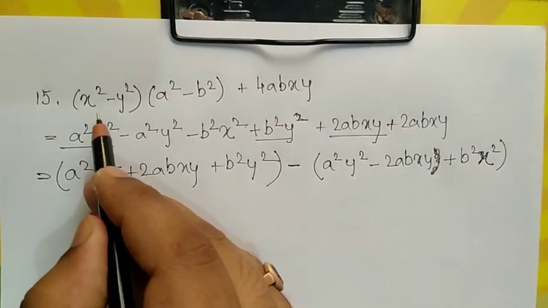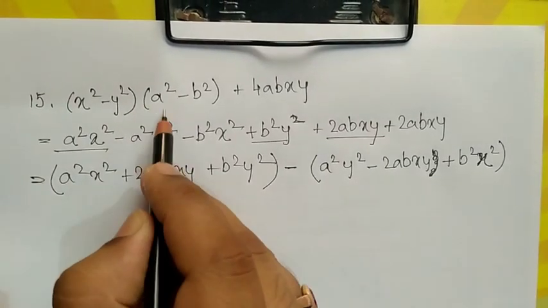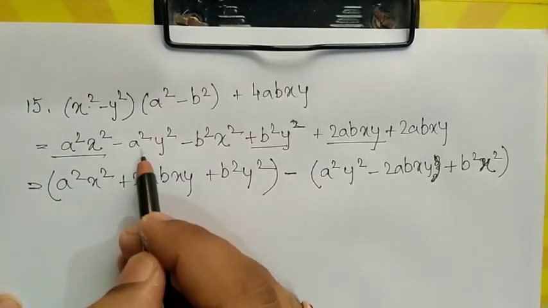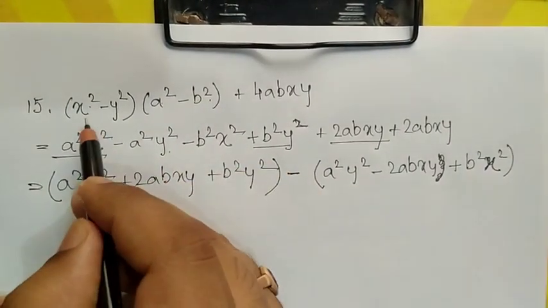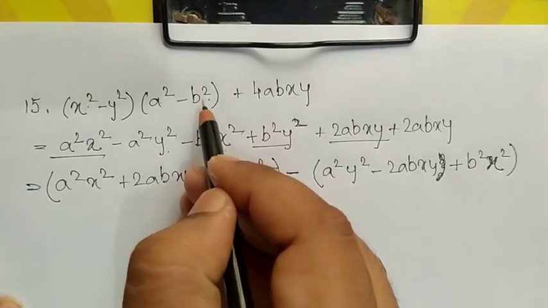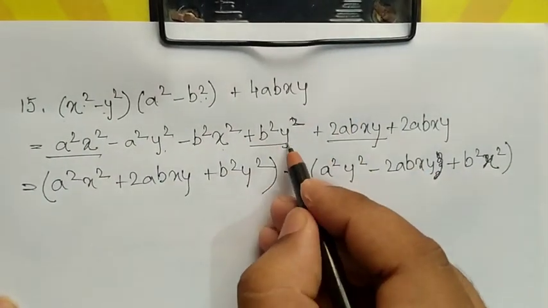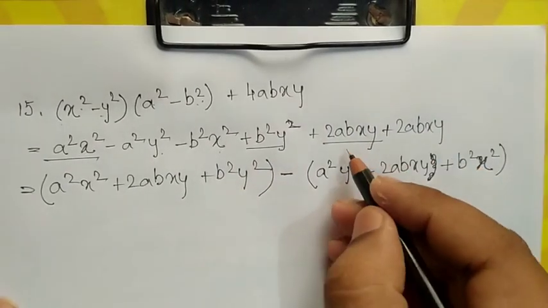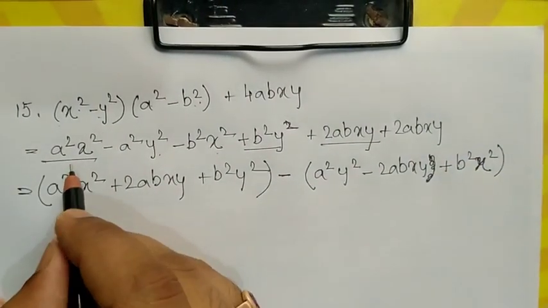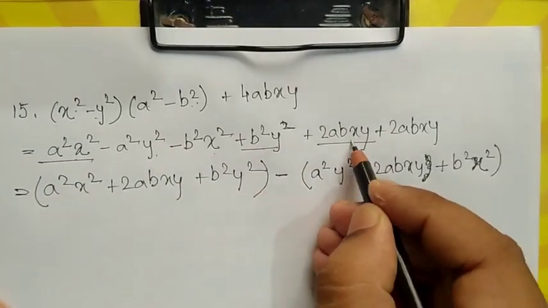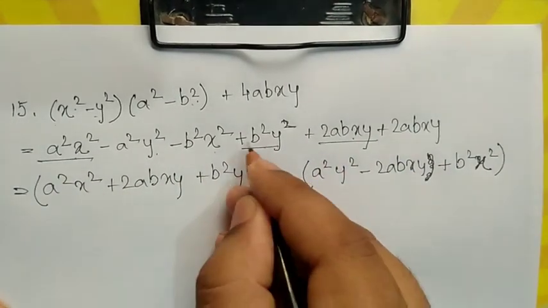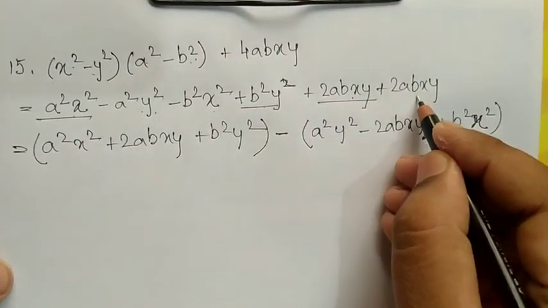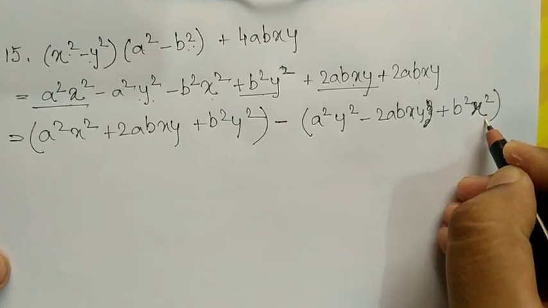First of all we have to multiply this, opening those brackets. a square into x square, a square x square, a square into minus y square, minus a square y square, minus b square into x square, minus b square x square, minus b square into minus y square, plus b square y square, and we cut 4abxy into two parts as 2abxy plus 2abxy. Now this term and this term taking into a bracket. After that take minus as common. These three terms are in this bracket.